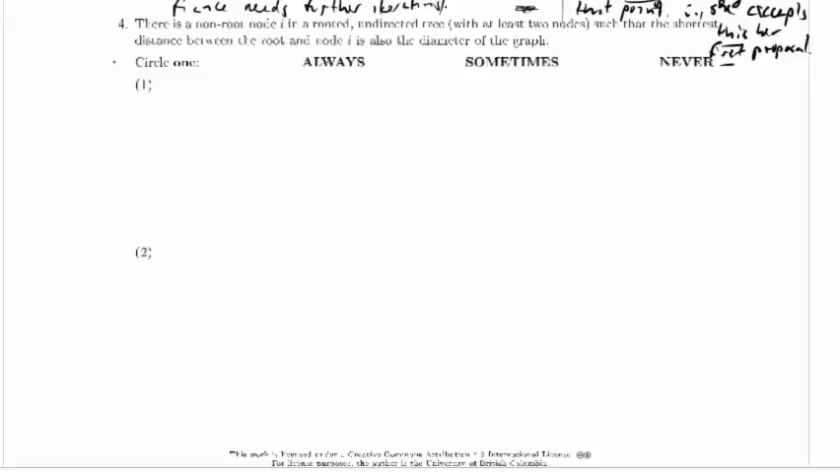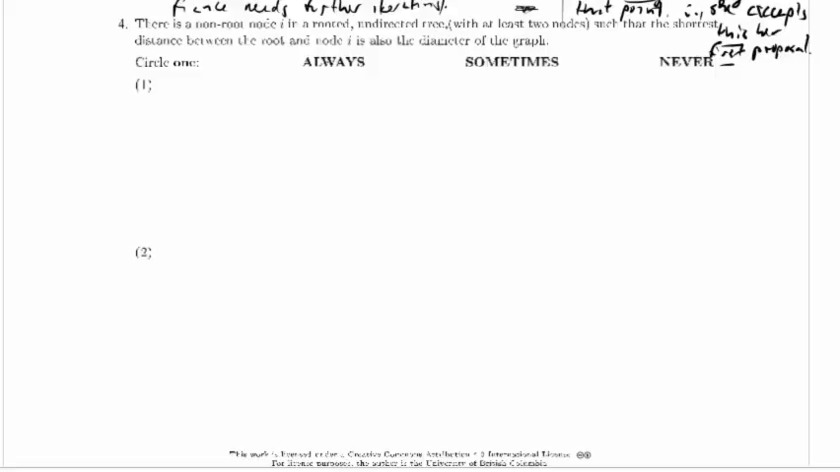We're doing true, false, or sometimes true and sometimes false questions. There is a non-root node I in a rooted undirected tree with at least two nodes, such that the shortest distance between the root and node I is also the diameter of the graph.